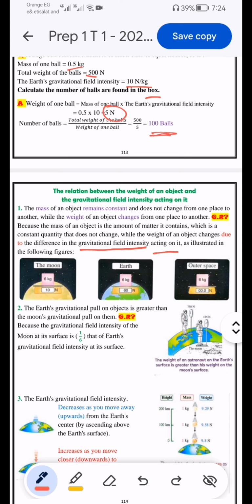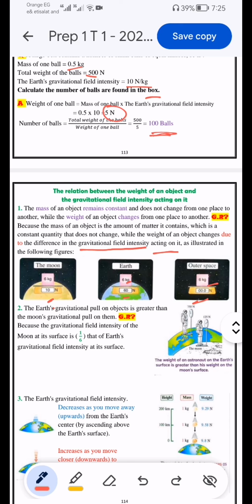Look at this picture. Moon, we have an object, its mass equals 6 kilogram. But look at the weight. Weight on moon equal what? Equal 10 Newton. And weight on earth equal 60 Newton. And weight on outer space equal 0 Newton. As we said, on the space there is no gravity, okay? So the gravitational field intensity equal what? Equal 0. And weight equal mass by gravitational field intensity, G. So it will be 6 by 0. So it will be what? It will be 0, okay?